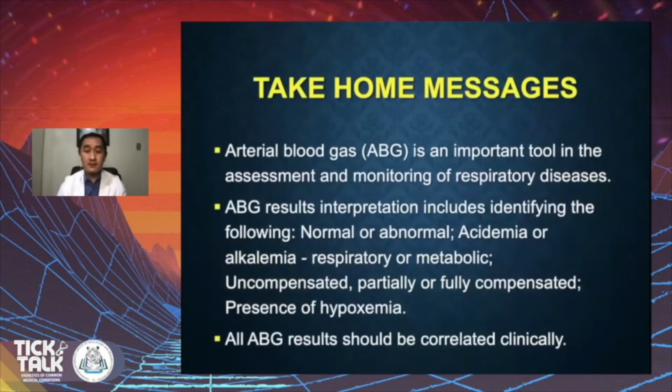Now, for my last slide, ABG is an important tool in the assessment and monitoring of respiratory diseases. ABG results interpretation includes identifying the following: the normality or abnormality of your pH, whether it is acidemia or alkalemia. Look for the primary disturbance, if it's respiratory or metabolic, and check for the compensatory mechanism, if it's compensating, if it's partial or full, and the presence of hypoxemia. And of course, all ABG results should be correlated clinically.